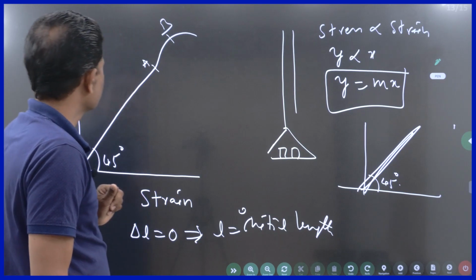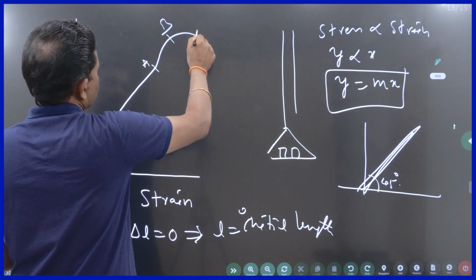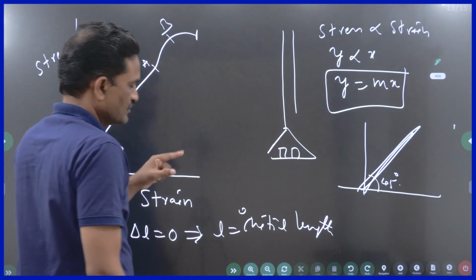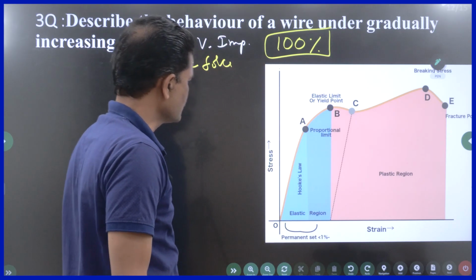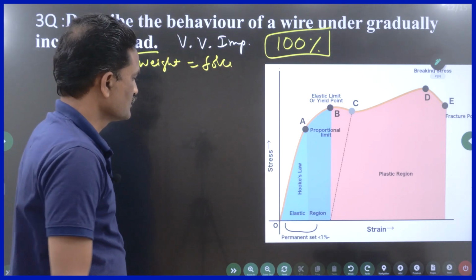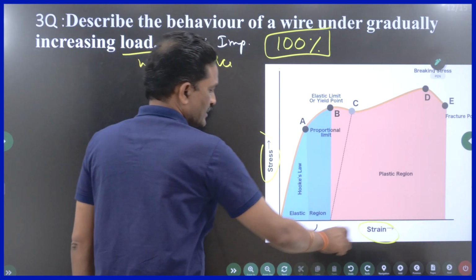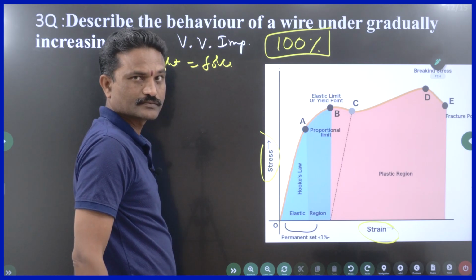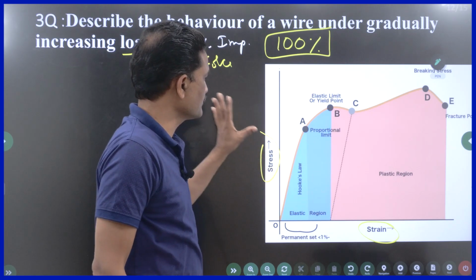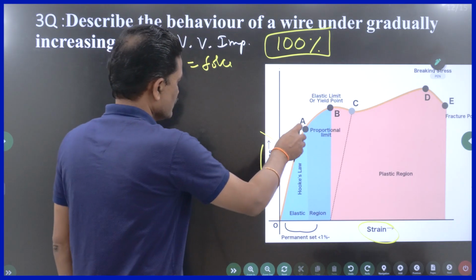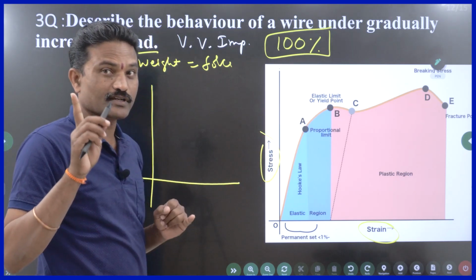Right. So after B, at some point it will start yielding. That I will show you in this graph. This is more colorful. So I am plotting a graph between strain and stress. Strain on x-axis, stress on y-axis. So initially you will get a straight line. This graph may not be the same for all materials, remember.